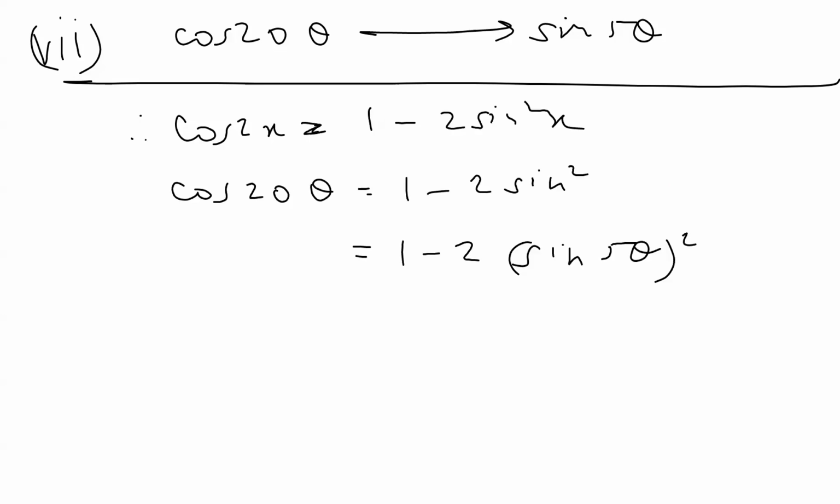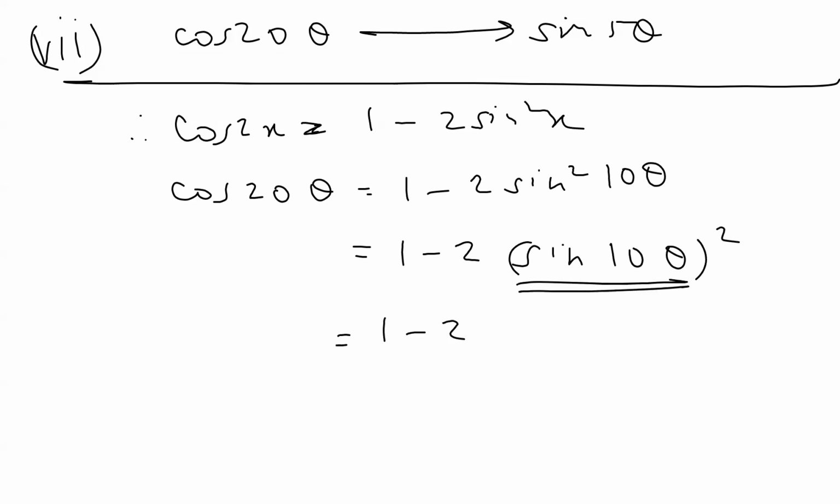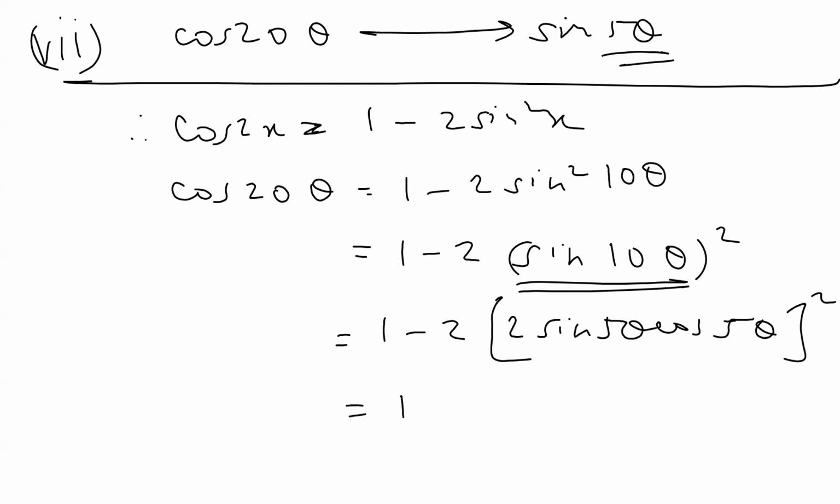Sorry, I just made a mistake. It should be 10 theta over here. Half of 20 is 10. Okay. So 1 minus 2 sine 10 theta the whole square. Sine 10 theta, again you have to convert this to 5 theta. So 2 sine cos half angle, 2 sine 5 theta cos 5 theta. So 1 minus 2 into 4 sine square 5 theta cos square 5 theta.